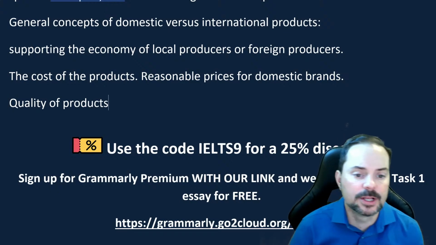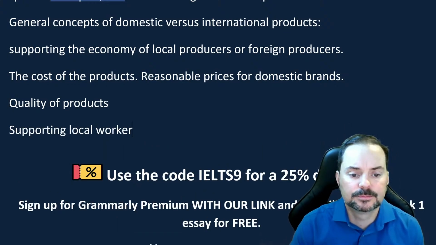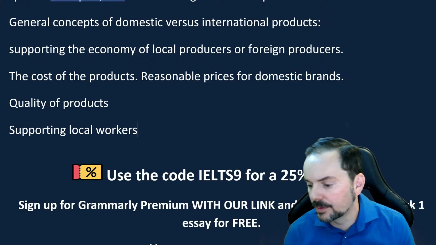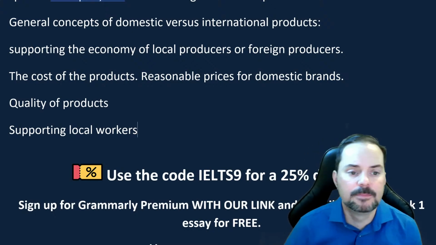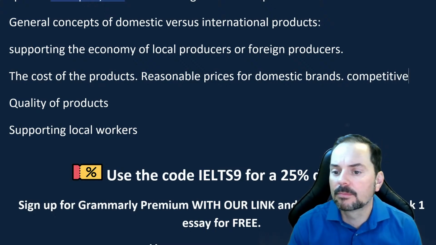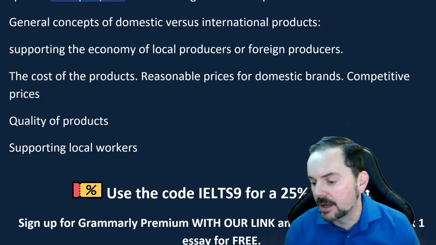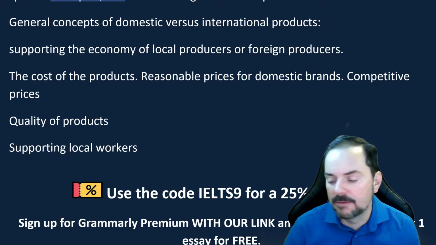Tayan Kip says supporting local workers. All right, Ghazi says competitive prices. That goes with the cost of products. The distribution of profits. Asang Santiago says where the profits go.